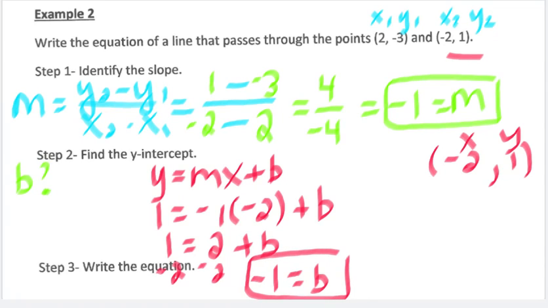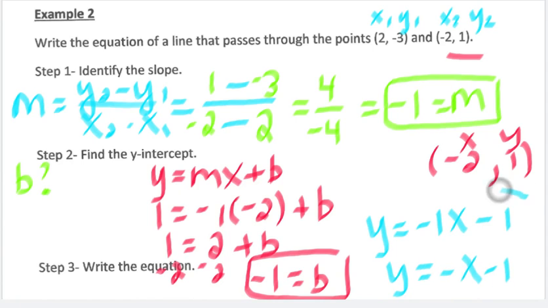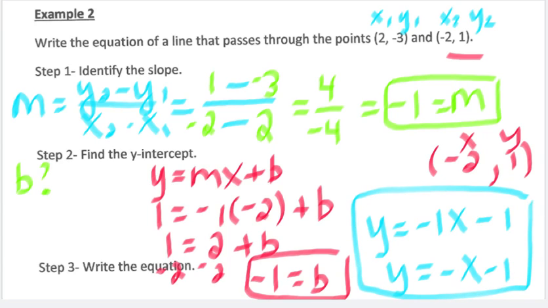Okay, now for the final step, we just need to rewrite this equation. We're just going to plug in our m and our b that we found. So y equals m, which we found is -1, x plus b, which is -1. Or we can rewrite this as y equals -x minus 1. Either one would be correct.